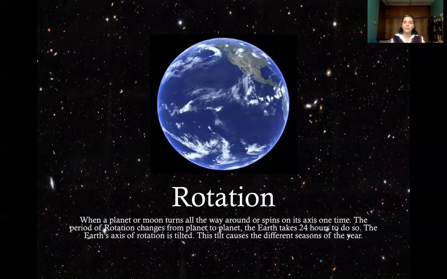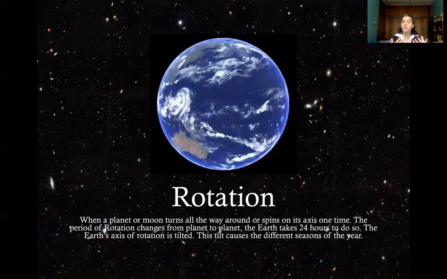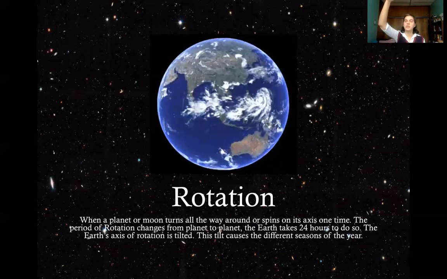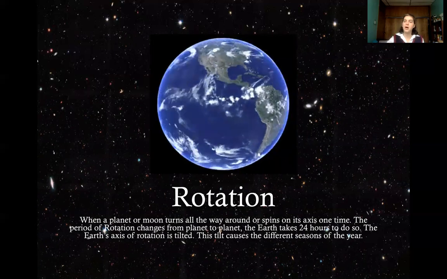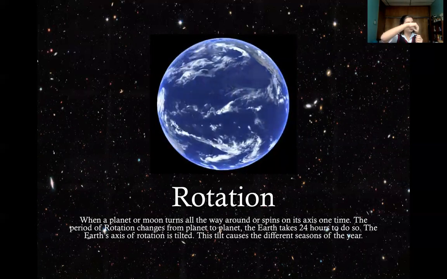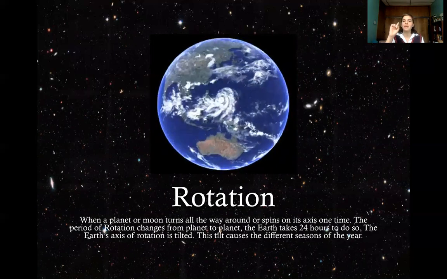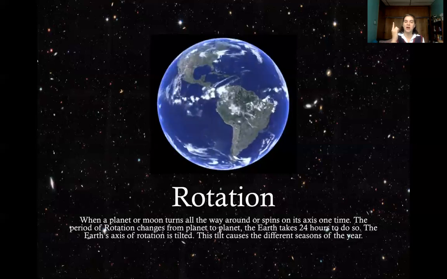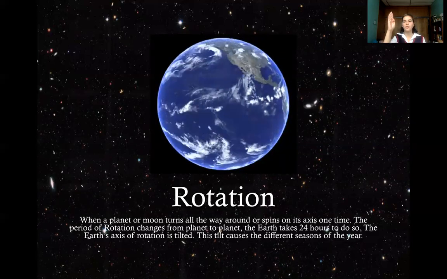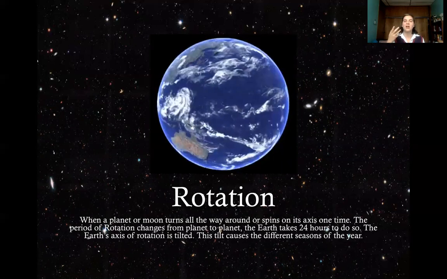When a planet or moon turns all the way around, or spins on its axis one time, it's called a rotation. The axis is an imaginary line that goes through the top of the planet to the bottom of the planet. It's like a metal rod stuck in the middle of a planet. So, this movement that it does on itself, for example, if we grab our hand and we move it in a clockwise motion, that is the movement that our planet is doing.